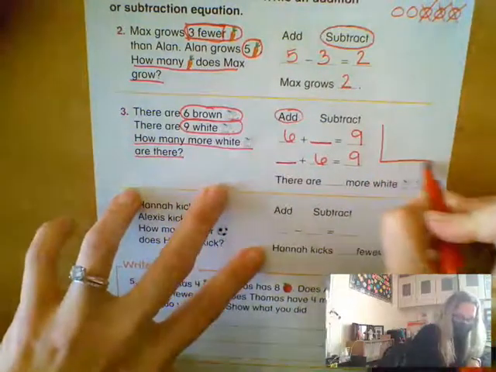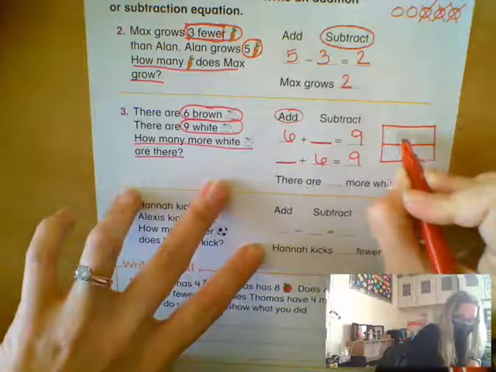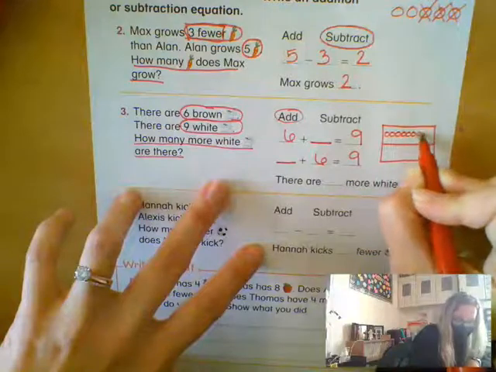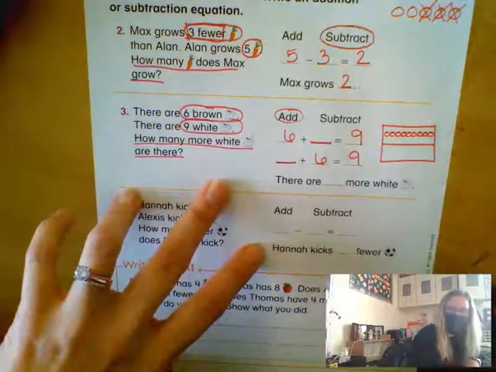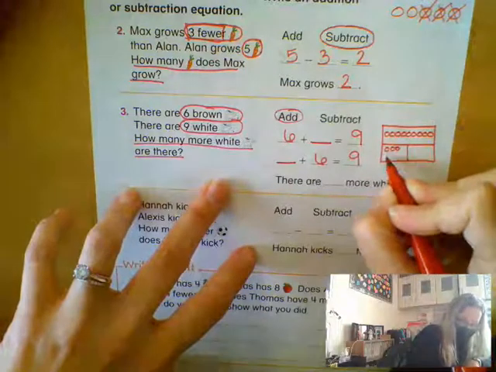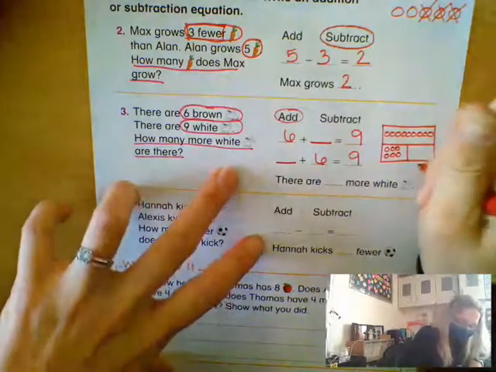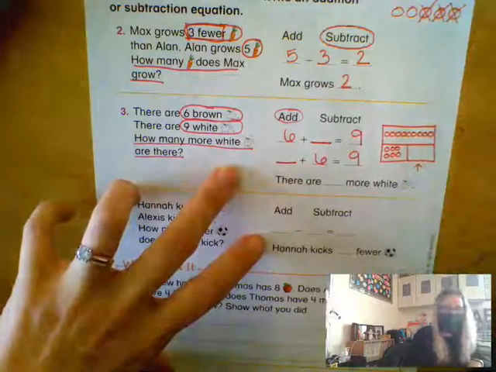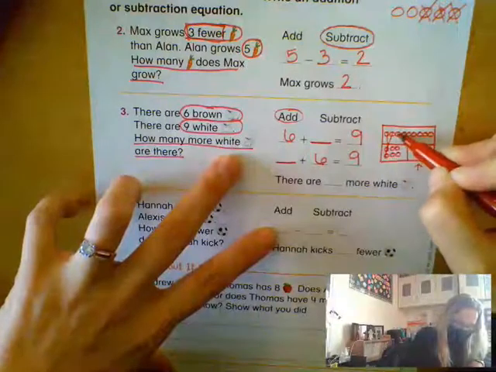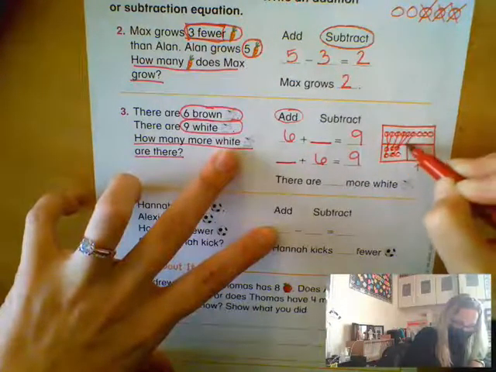If we do our part-whole addition box, we know that all together we need 9. 1, 2, 3, 4, 5, 6, 7, 8, 9. We know that one of our parts is 6. 1, 2, 3, 4, 5, 6. So now we need to figure out what the missing number is. So if we go 1, ka-chink, 2, ka-chink, 3, ka-chink, 4, ka-chink, 5, ka-chink, 6, ka-chink.